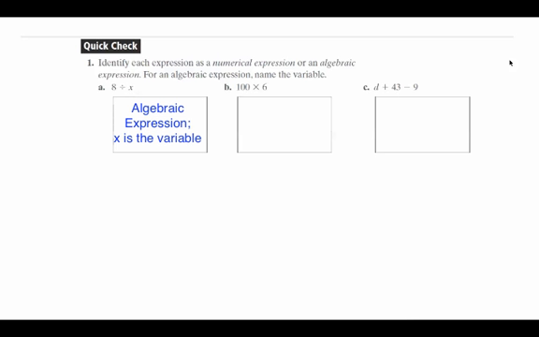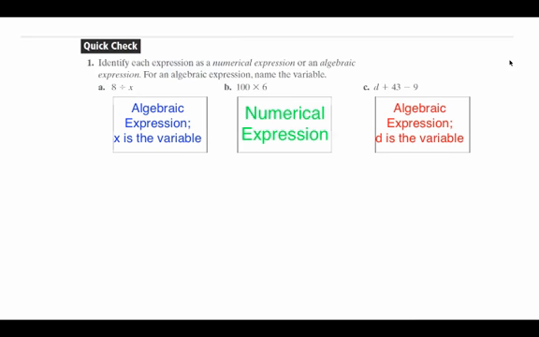The first example is algebraic, and the variable is x. The second example is numerical. It's a numerical expression because there are no variables. The third example is algebraic, and the variable is d. Now is a good time to pause the video if you need more time to copy down these notes.